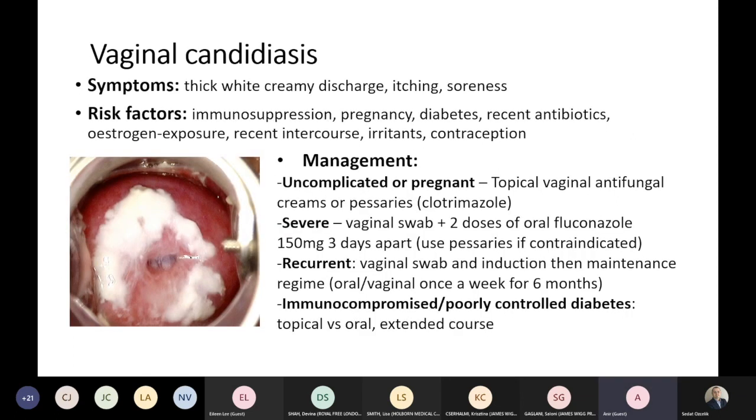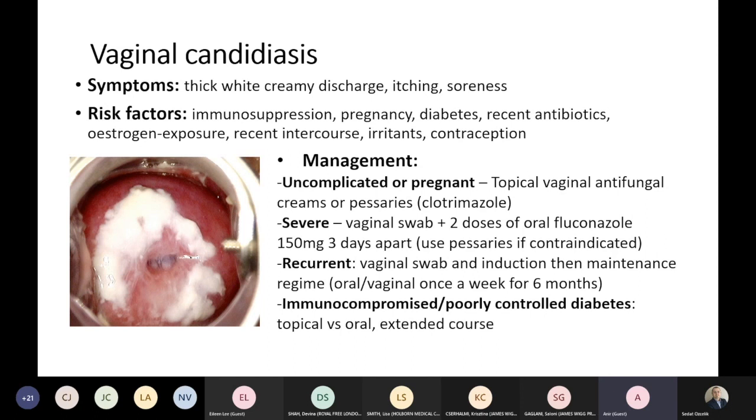So vaginal candidiasis. How do we treat thrush? Thrush is incredibly common, especially in young women from the age of about 18 and above, all the way to women who are much older. It typically presents with thick, white, creamy discharge and has associated itching and soreness. Women can sometimes get some stinging of their urine. They can get something called superficial dyspareunia, so sometimes there can be a little bit of pain on sex.